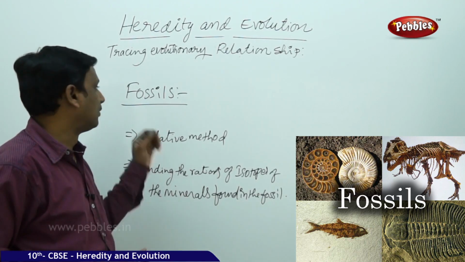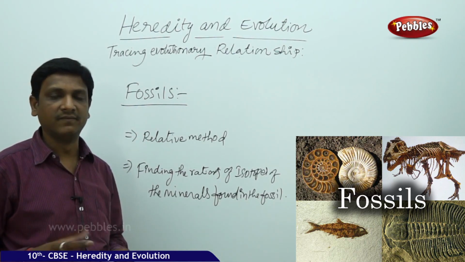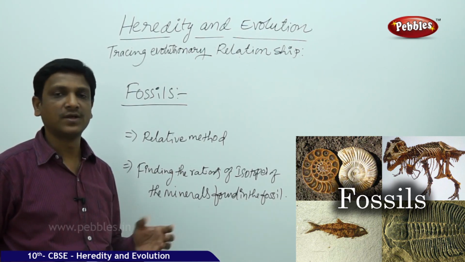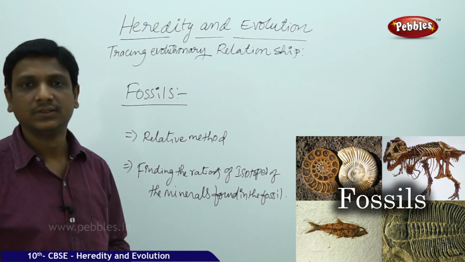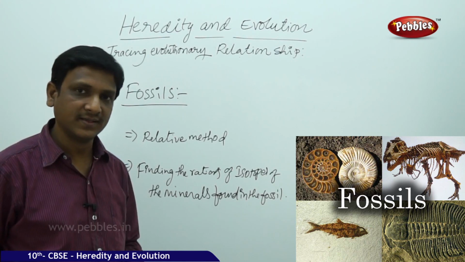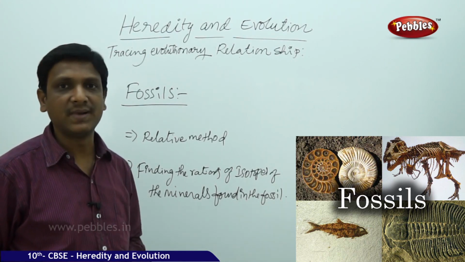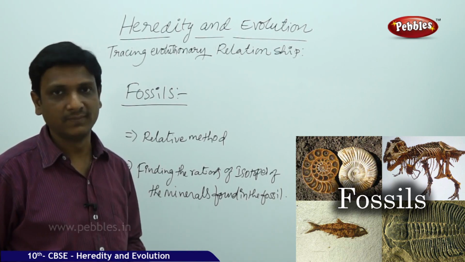So the next one is fossils. By studying the fossils, we can understand the evolutionary relationships. So what are fossils? The dead remains of plants and animals that are buried under the ground. Generally, when an organism is died and buried under the ground, it will be decomposed by the bacteria. So nothing remains in the mud, everything mixes up with the soil.